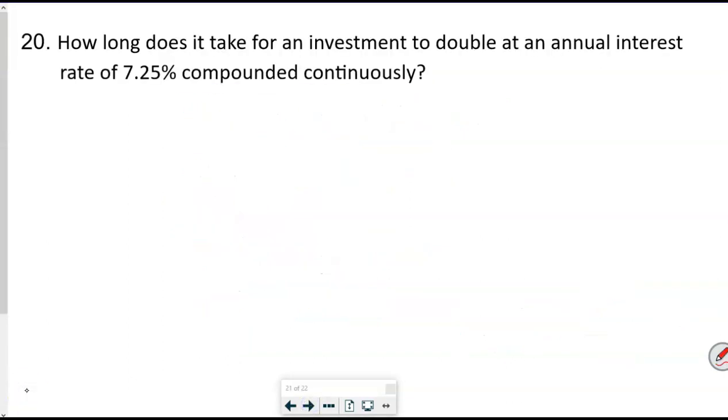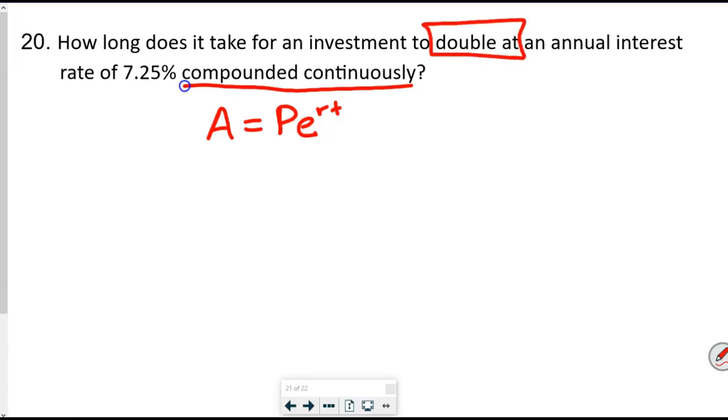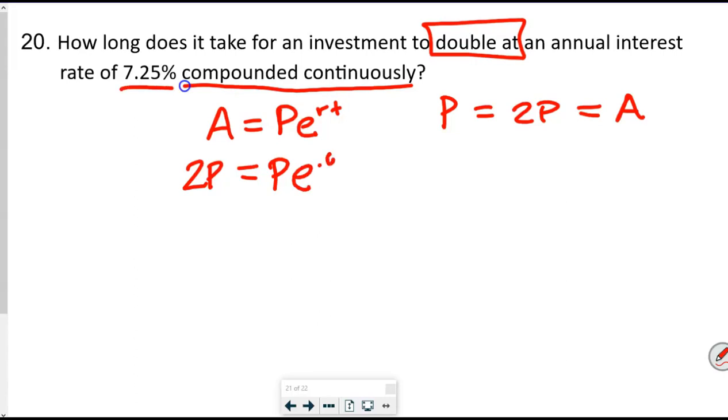So this problem says, how long does it take for an investment to double at an annual interest rate of 7.25% compounded continuously? Okay, so this tells me our formula is going to be A is equal to Pe to the rt power. That's the compounded continuously formula. So it says we want our investment to double, right? So our original investment is P, so if we want it to double, it's going to be 2P, and that's going to be equal to our final amount, which is A. So we're going to put 2P here, and that's going to be equal to Pe, and then our interest rate here is going to be 0.0725 to the t power.